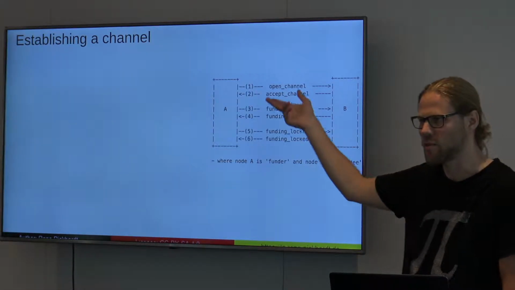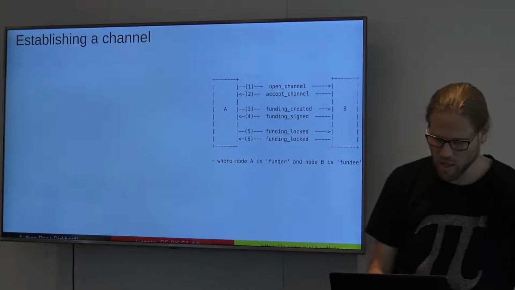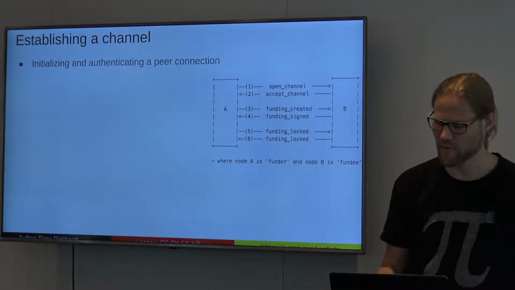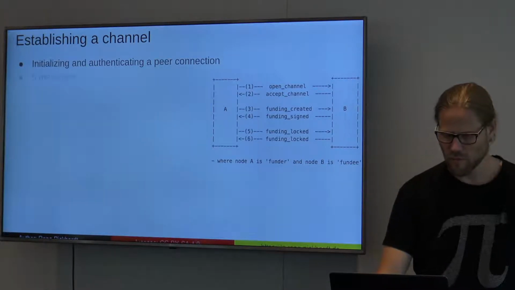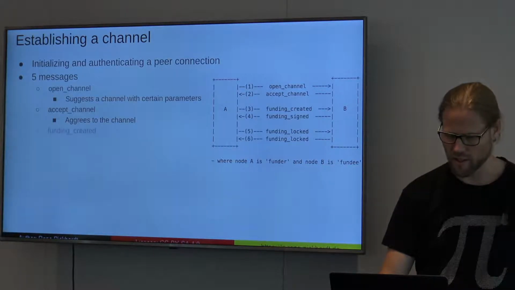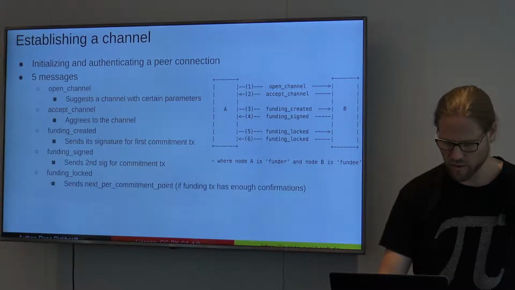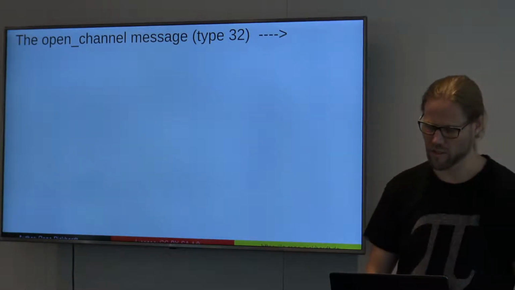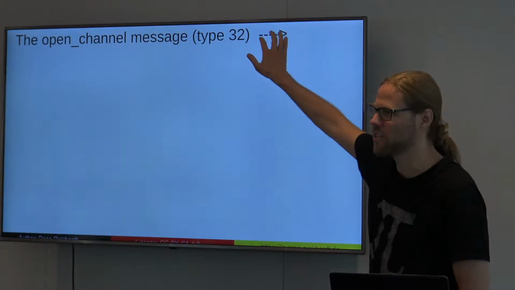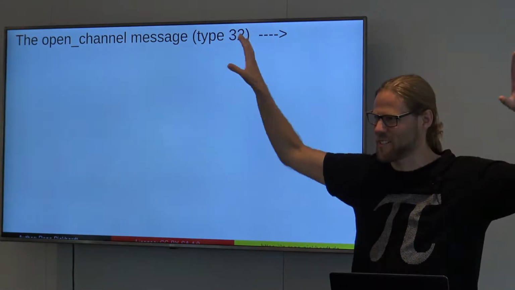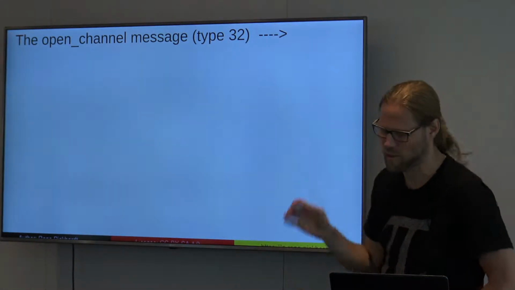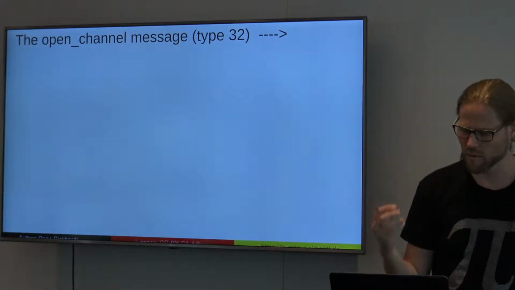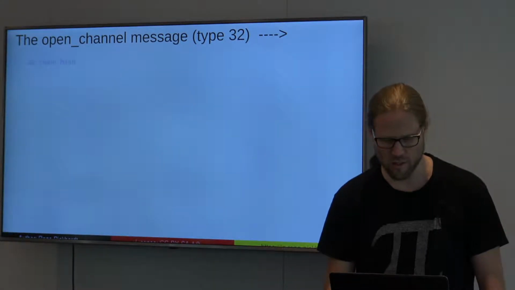And obviously there's some information attached to these messages, and we're going to look at these a little bit closer now. So these are the 5 messages. I think I mentioned this already. So let's start with the open channel message. The arrow here means that it goes from Alice to Bob, right? We saw on the big picture that Alice was on the left side and Bob on the right. It's type 32, the first message in this block of messages.